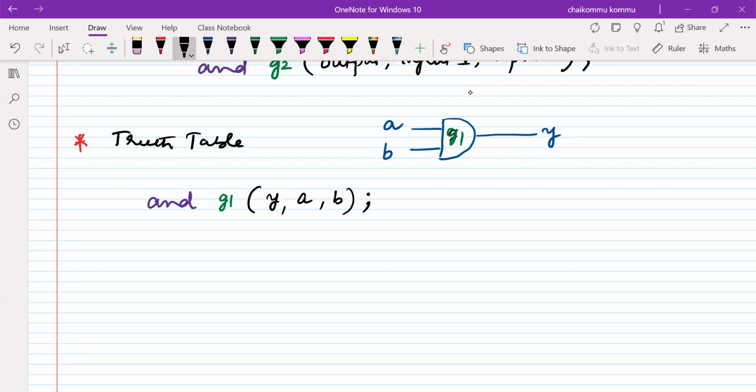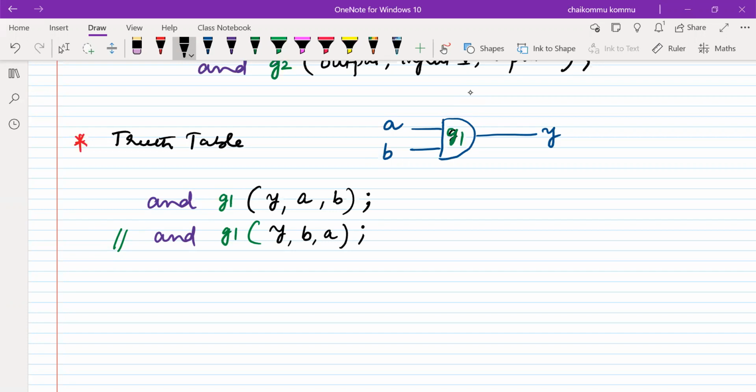Please remember, A and B can be interchangeable. That means instead of writing A first, if you want to write B first, then you can write B and A. I'm writing it as a comment something like this. If I write that, it becomes a comment. Both are equivalent: and G1 (y, b, a). So there is no difference between these two statements.